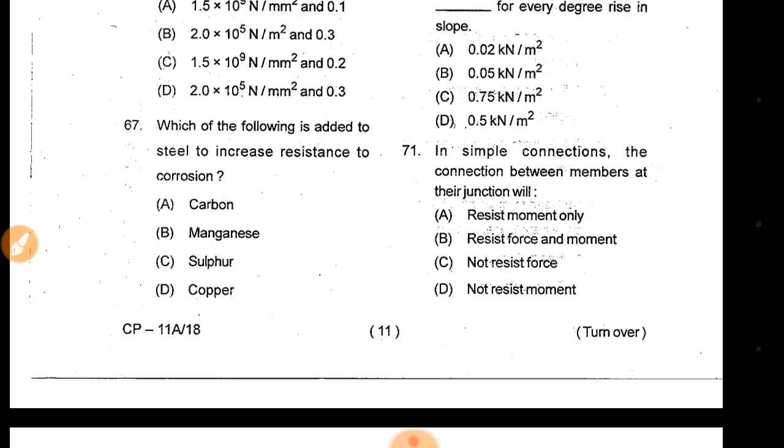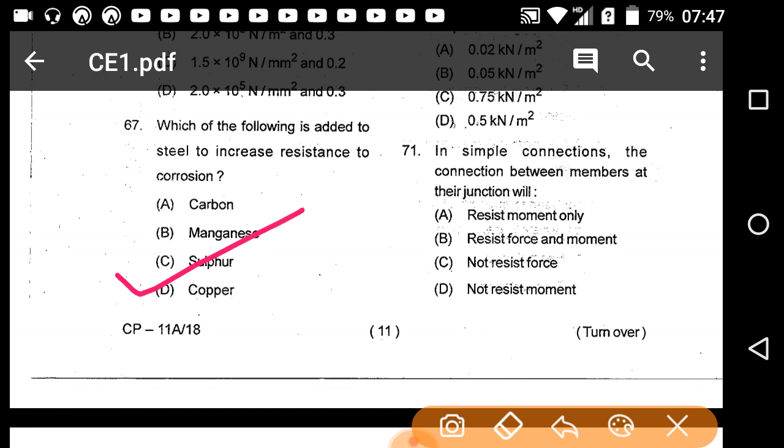Which of the following is added to steel to increase the resistance to corrosion? Option A, carbon; manganese; sulfur; copper. So here the correct answer will be copper. Copper is added to steel to increase the resistance to corrosion. Option D will be the correct answer.